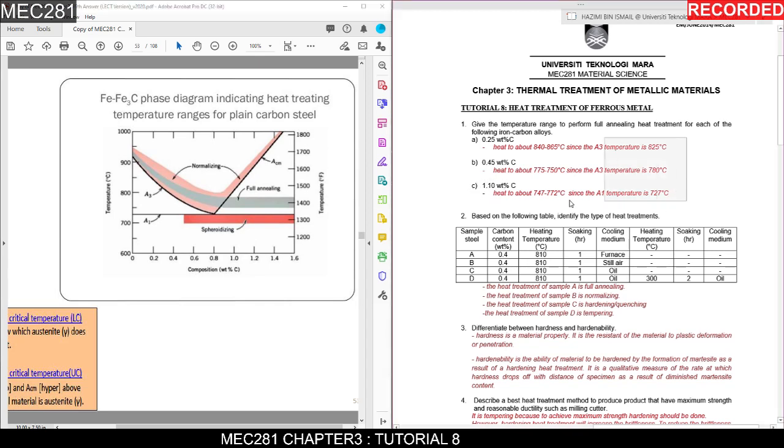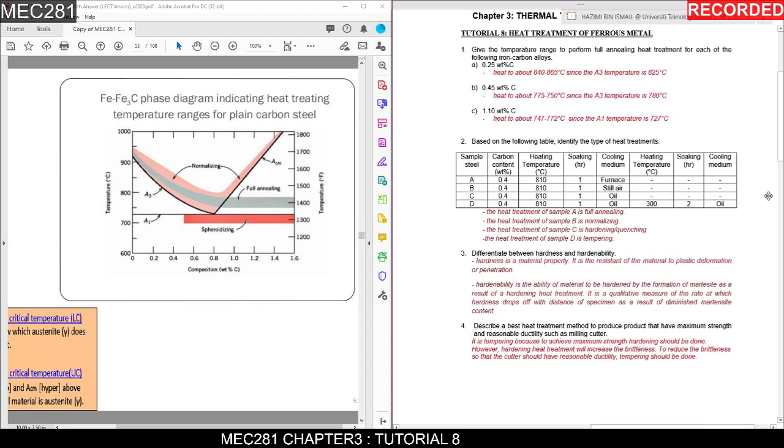So this is the answers based on the answer scheme, but maybe your answers slightly differ because there is no accurate value shown in the diagram. If your answer is still in the region of that temperature, maybe slightly lower or slightly higher, it can be considered correct. So this is the answer for question 1.